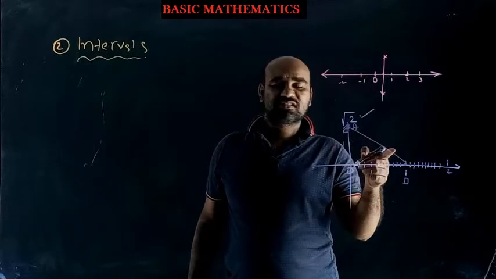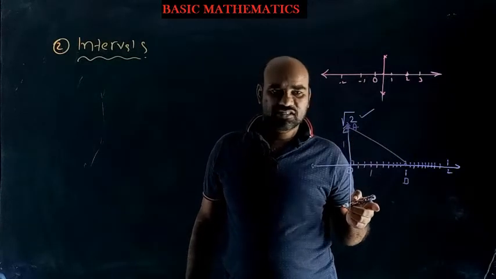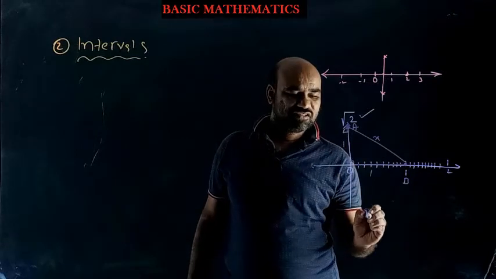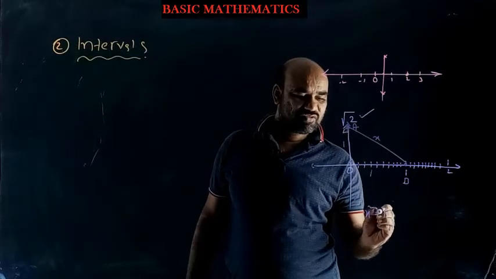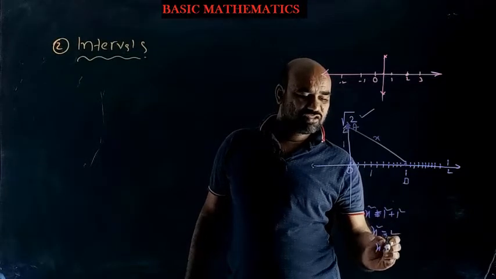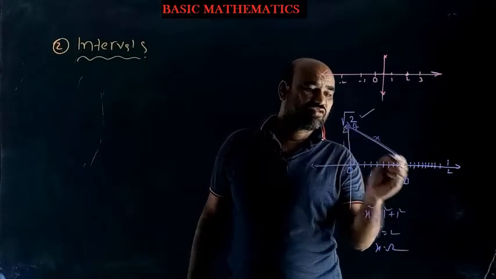So hypotenuse square equals the sum of squares of the other two sides. So this is x. x square equals 1 square plus 1 square. So x square equals 2. x equals root 2. So this is the length root 2.